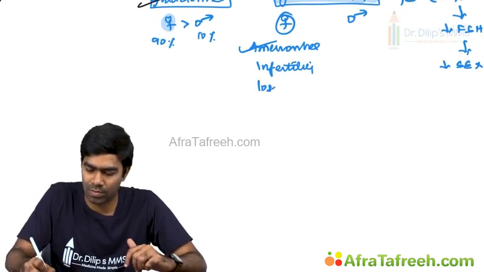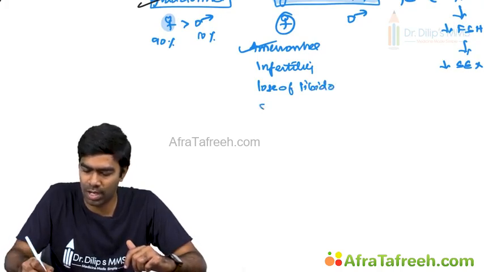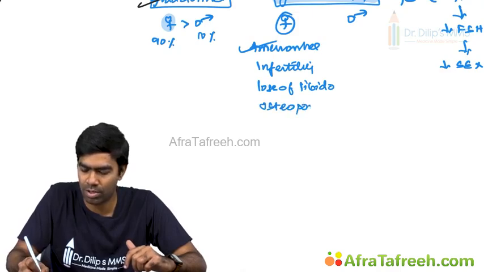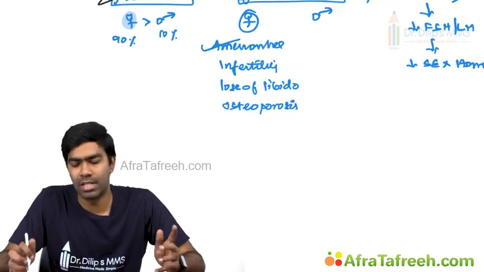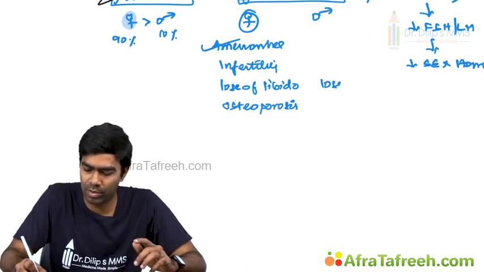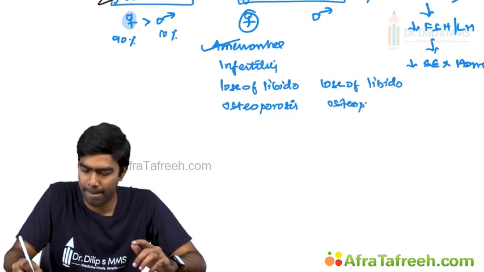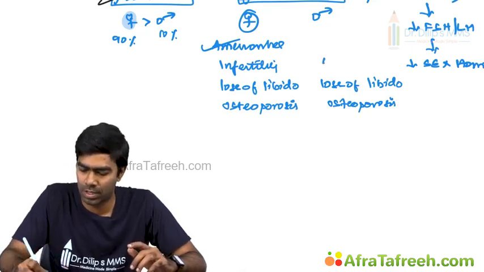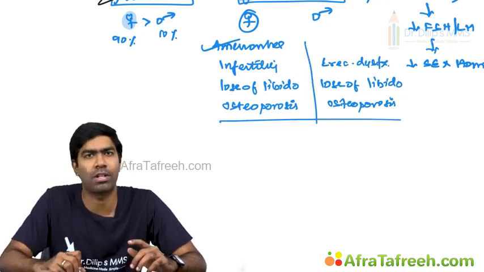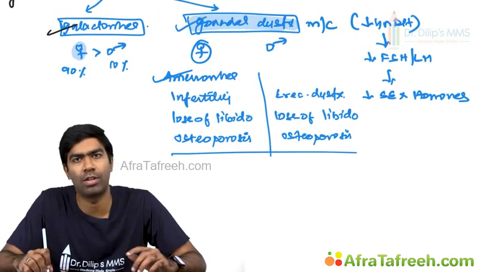They can result in loss of libido and osteoporosis. You know very well, estrogen and androgens are very important for bone protection. At the same time, males can develop loss of libido. They can also develop osteoporosis, and they can go for erectile dysfunction as well. So all these are problems with hyperprolactinemia. And remember, this gonadal dysfunction is the most common effect of high prolactin levels.